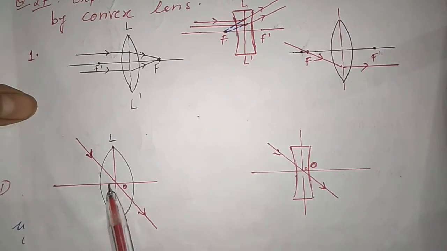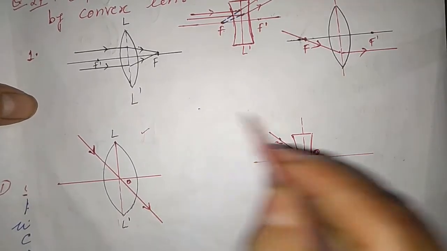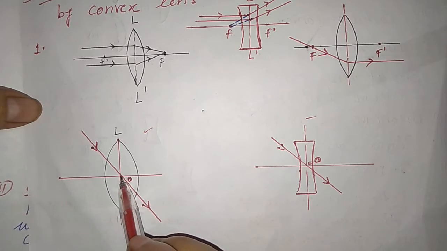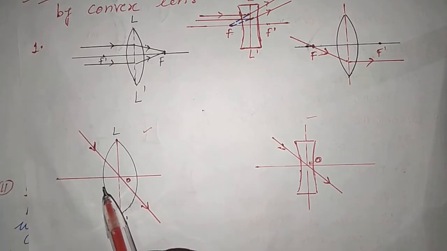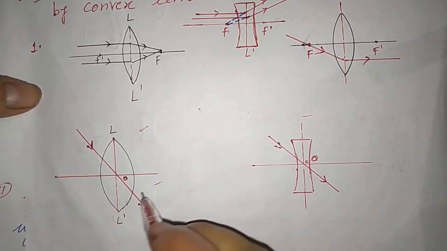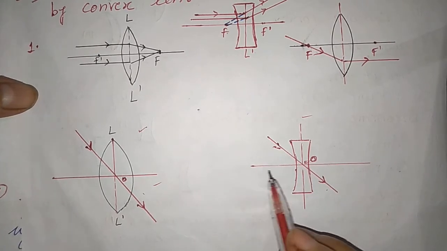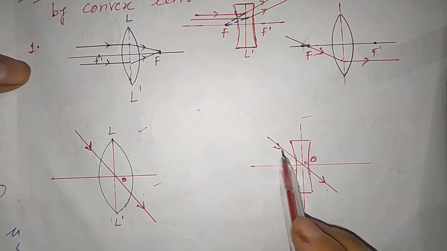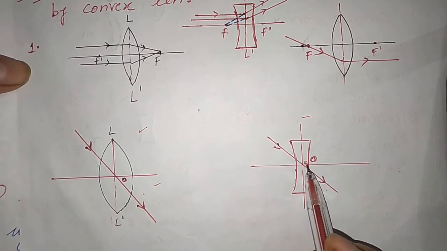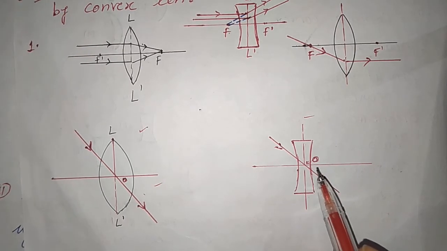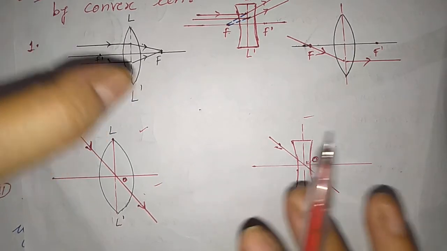Now the next rule is important. This is different from the mirror. The rays which pass through the optical center will remain undeviated. They will not deviate from their original path, in both the convex and the concave lens. The rays passing through the optical center travel straight without suffering any deviation.